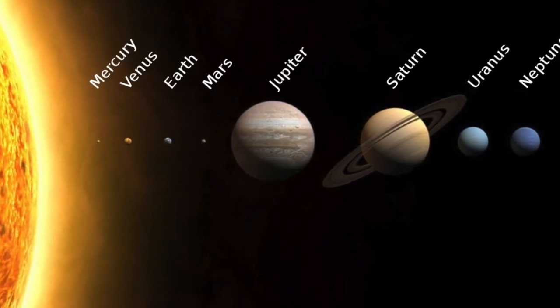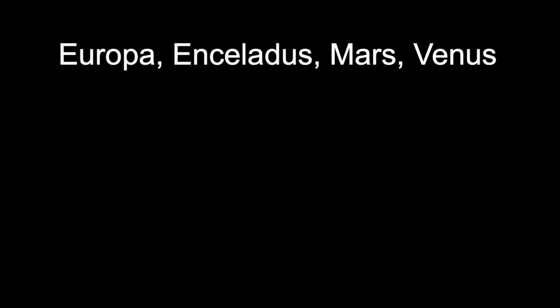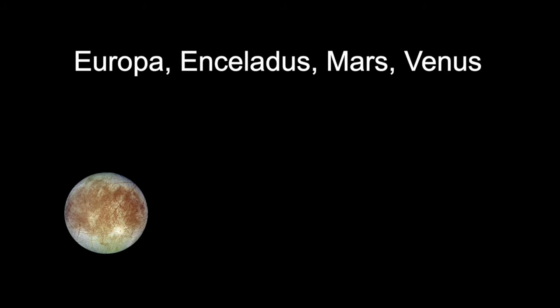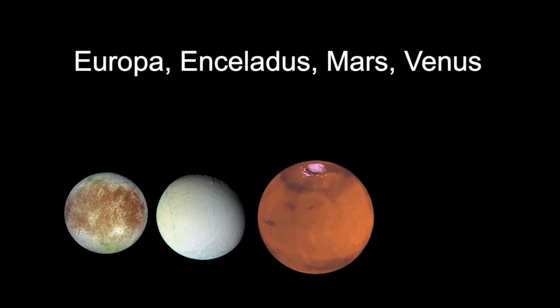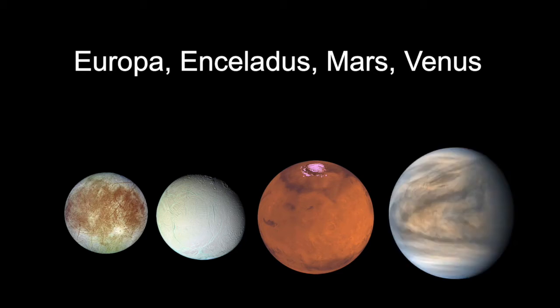So we're going to talk about 4 places: Europa, Enceladus, Mars, and Venus. Europa is a moon of Jupiter. The next one is Enceladus, a moon around Saturn. These 2 moons are icy. And Mars, a planet, and Venus, another planet. I just want to mention that these images are not to scale. So we know Mars is a lot smaller than Venus, and these 2 moons are much smaller than these planets. But I just wanted to show you the pictures of these planets and moons. So Europa, Enceladus, Mars, and Venus. These are kind of places that scientists have been thinking about looking for life.